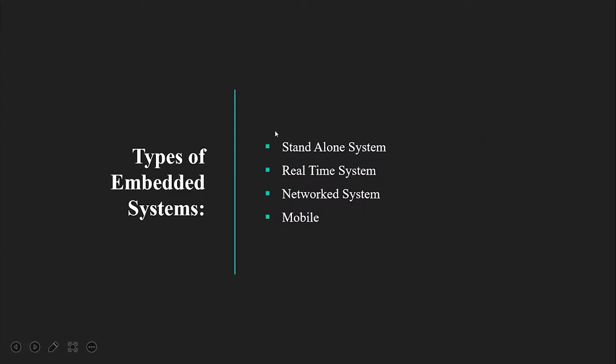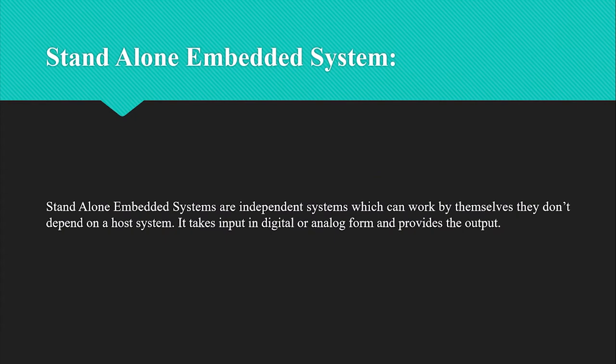So there are some types of embedded systems. First standalone system, real-time system, network system, and mobile. So firstly we'll see the standalone embedded system. Standalone embedded systems are independent systems which can work on their own. They don't depend on a host system. It takes input in digital or analog form and provides the output.